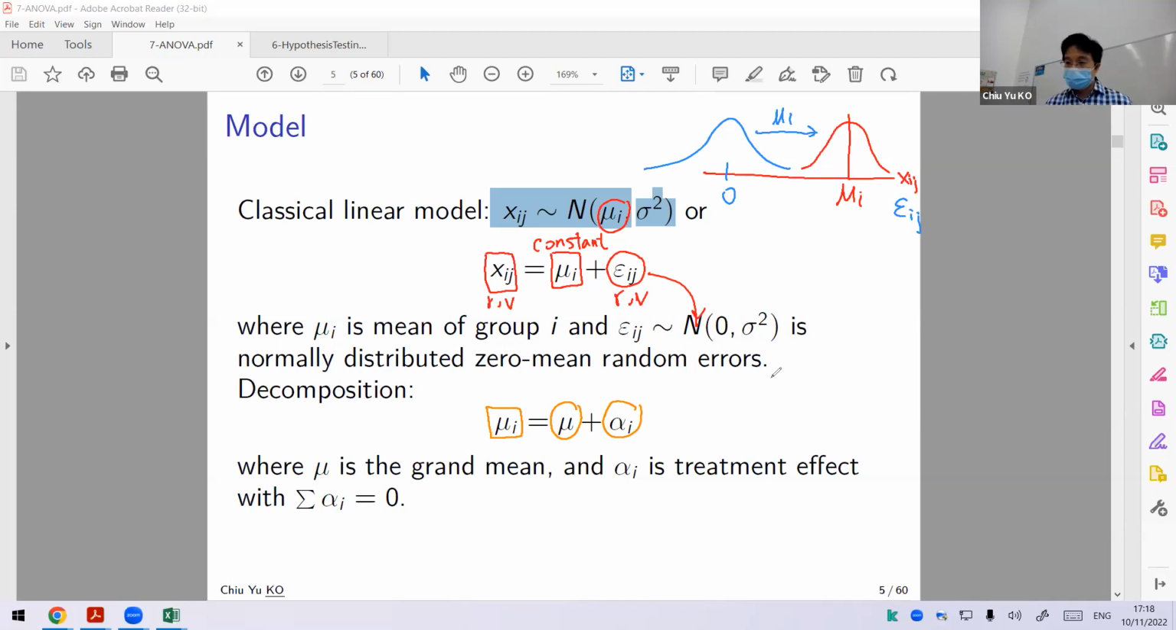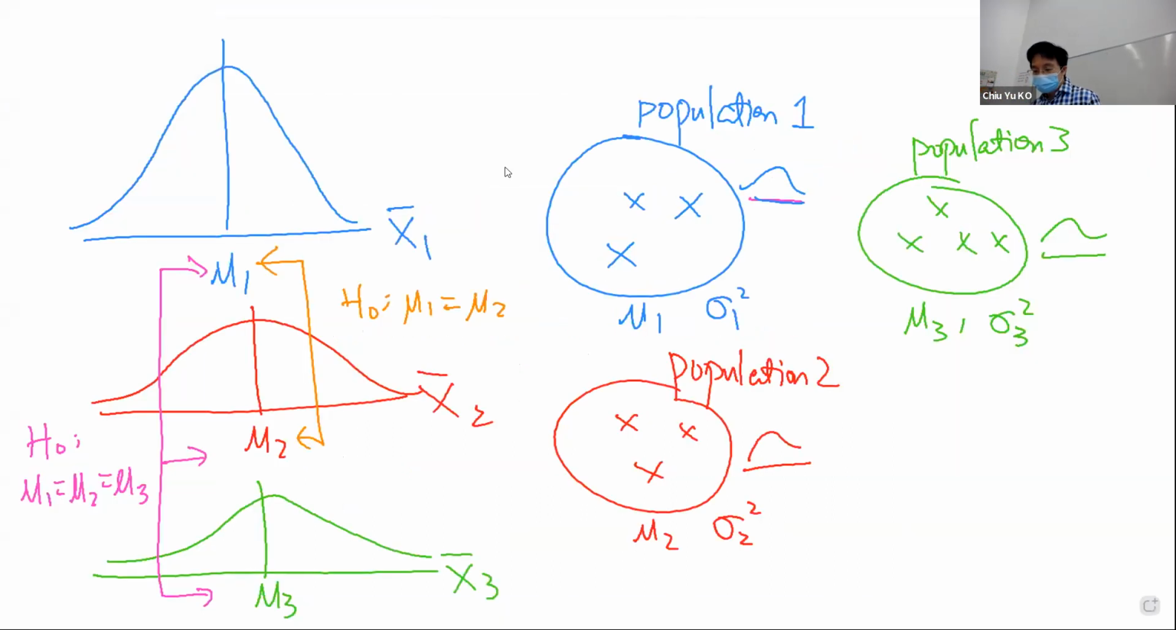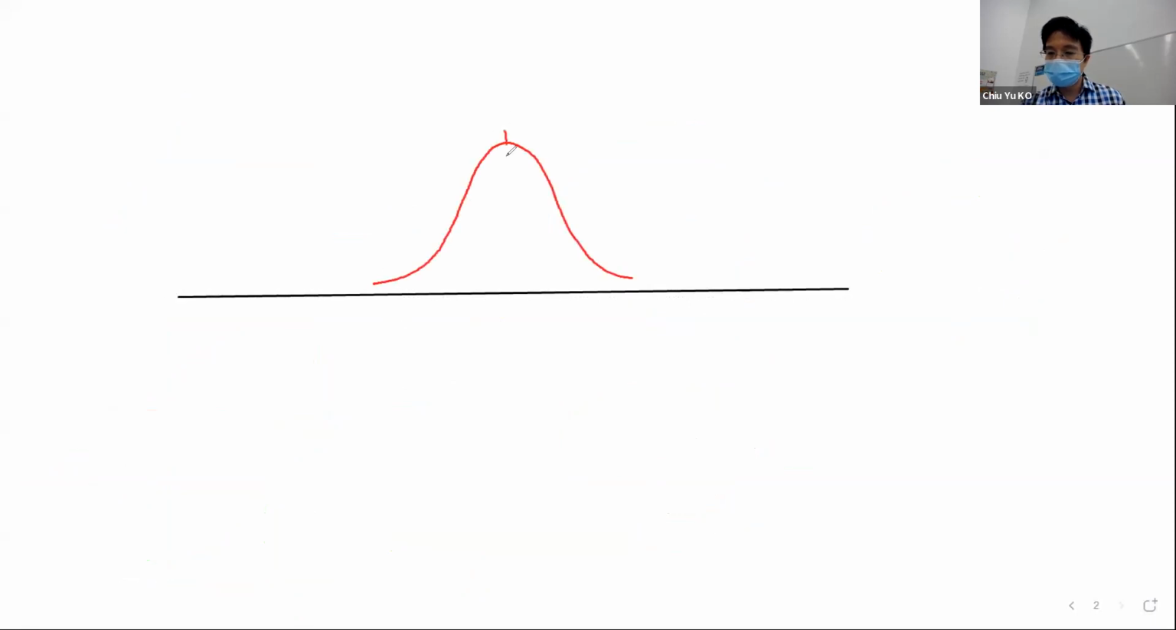Okay, so that is what it means. And what does that mean? Maybe I just draw a graph to illustrate what's going on there. So I have this guy, and the first thing I have is, say, suppose I have group 1.